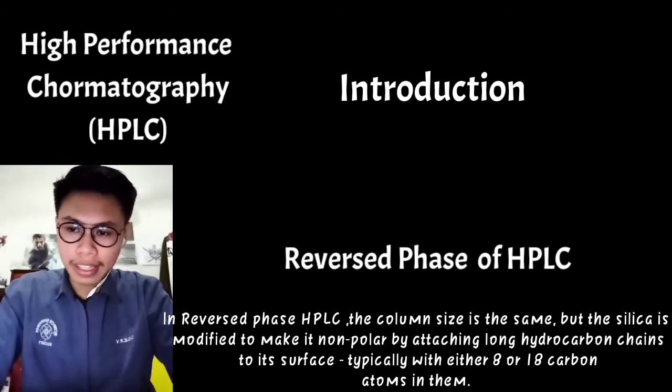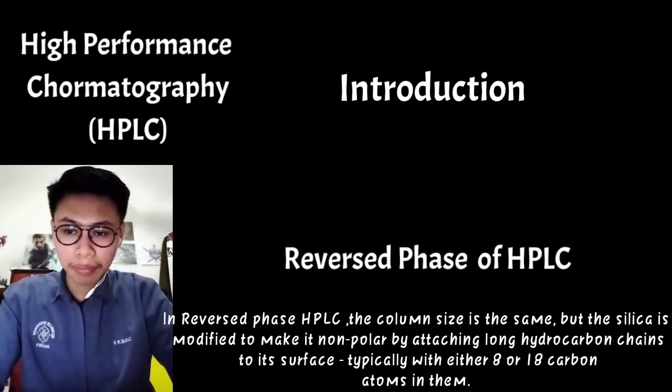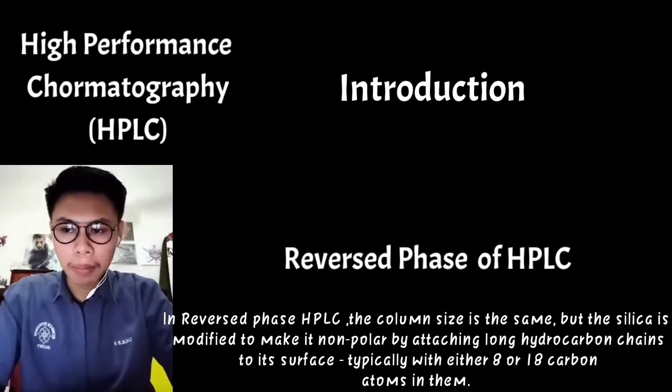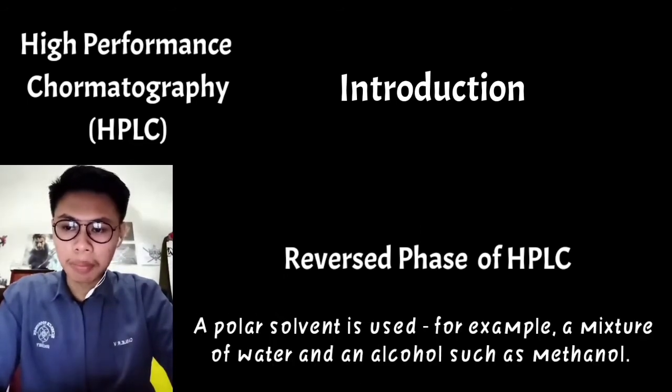In reverse phase HPLC, the column size is the same, but the silica is modified to make it nonpolar by attaching long hydrocarbon chains to its surface, typically with either 8 or 18 carbon atoms in them. A polar solvent is used, for example, a mixture of water and an alcohol such as methanol.